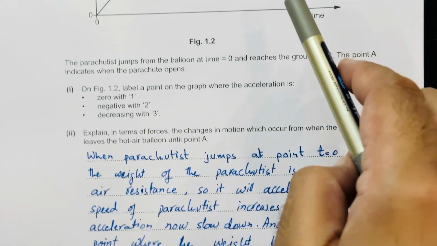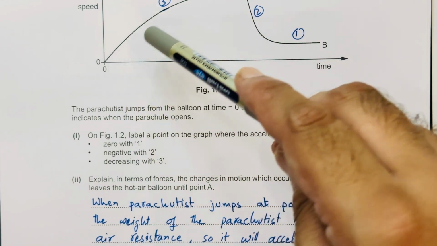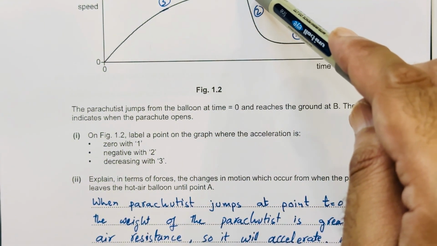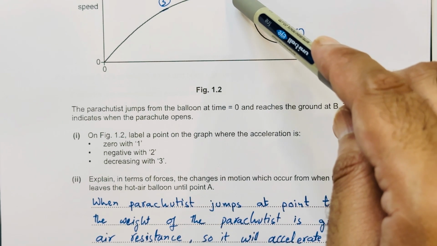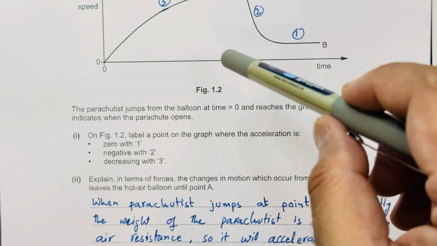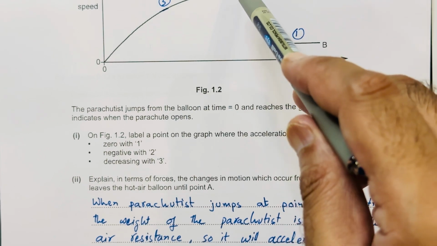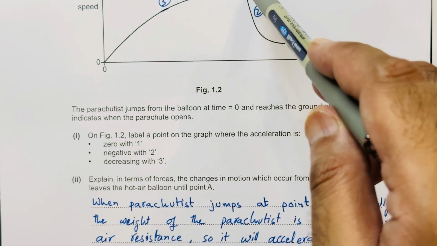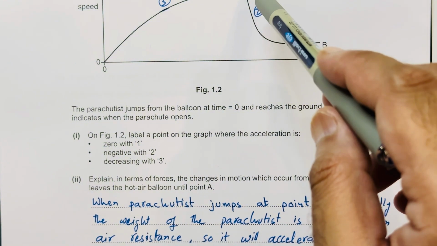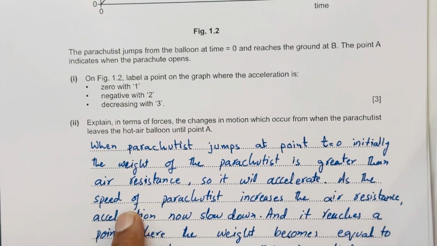When the parachutist leaves the plane at point A, at t equal to 0 the weight of the parachutist is greater than the air resistance, so it will start accelerating. But after a certain time the air resistance increases and becomes almost equal to the weight. As the speed of the parachutist increases, the air resistance increases and the acceleration slows down. It reaches a point where the weight becomes equal to the air resistance. When this happens, we have reached the terminal velocity. This is the terminal velocity we are showing over here.